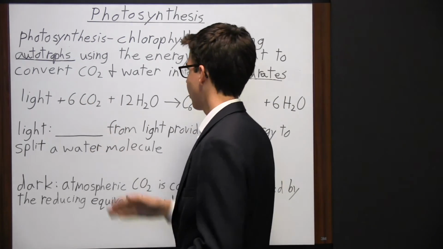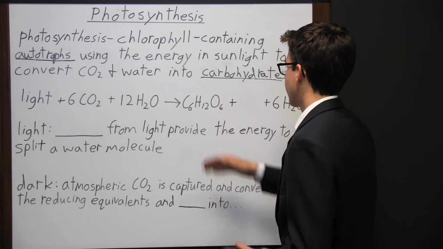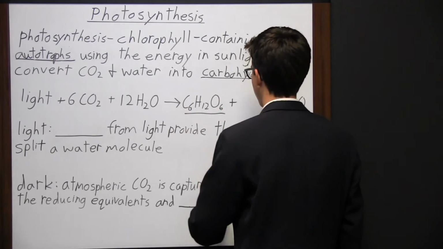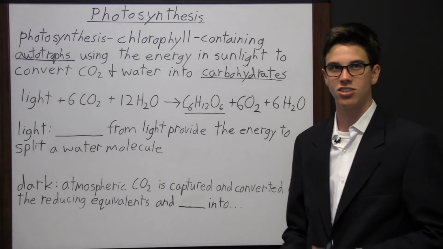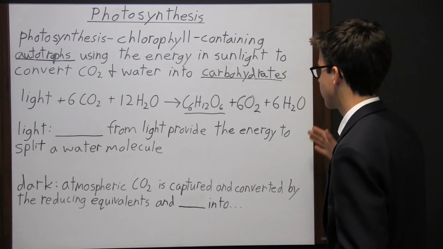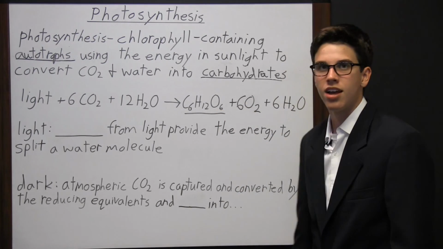We have light plus 6 moles of carbon dioxide and 12 moles of water to make our carbohydrates. So that's what we're going for, but it also produces oxygen and water, but oxygen is considered a waste product because the goal of this reaction is not to create oxygen, it's to create this carbohydrate.